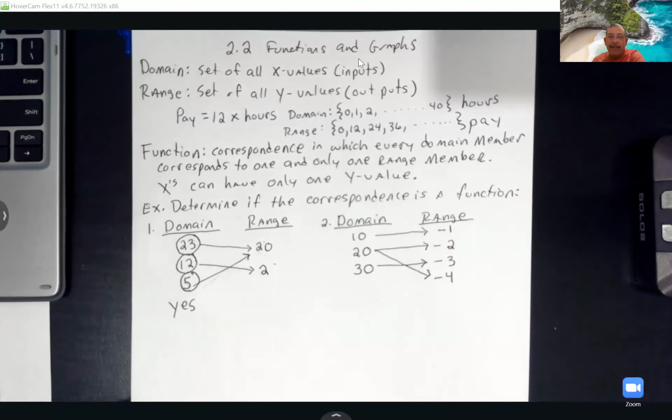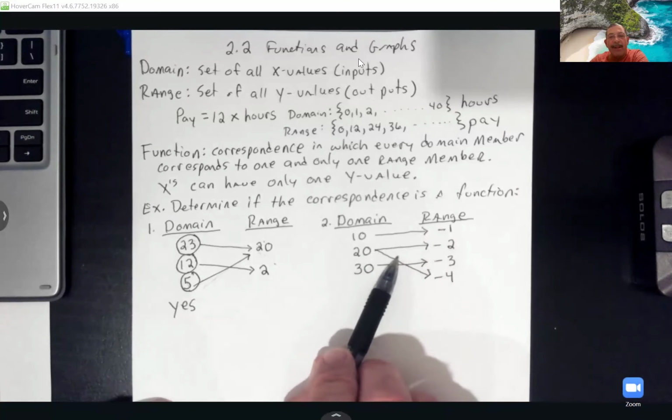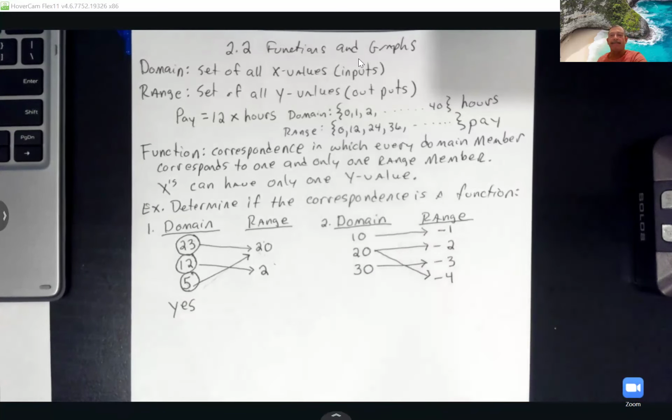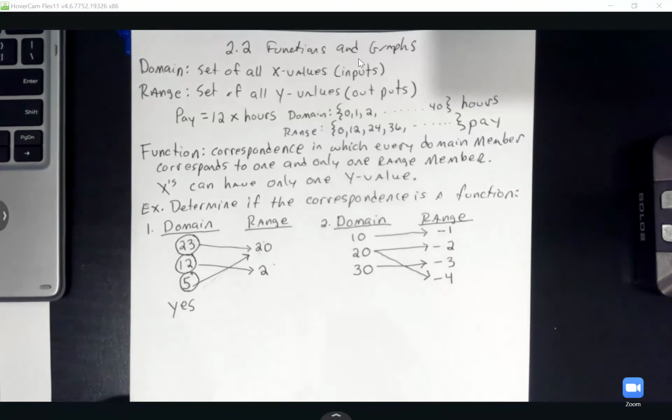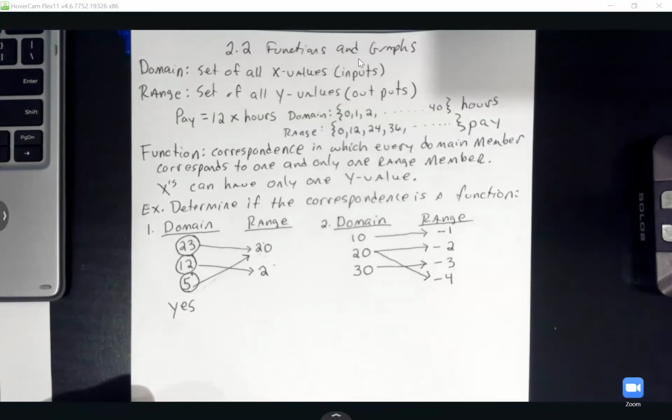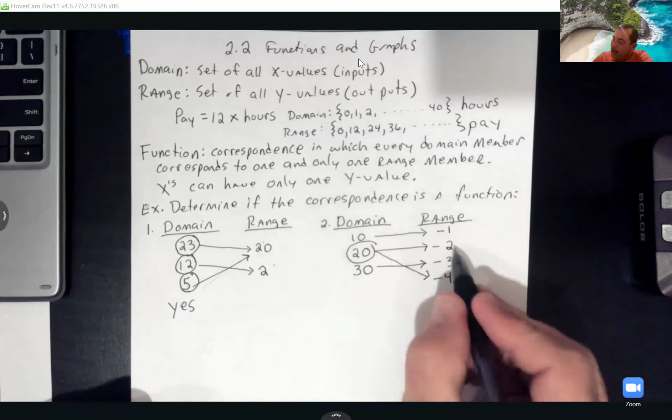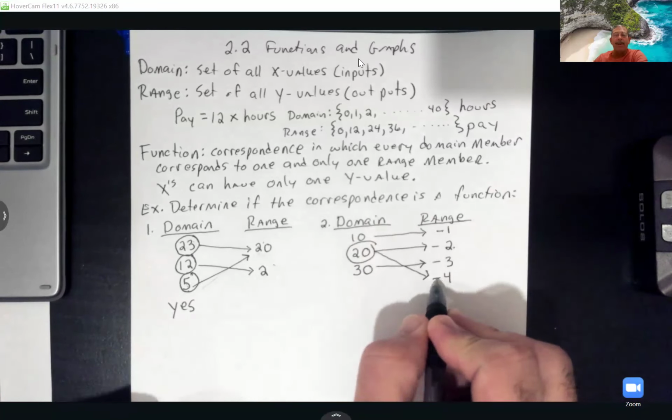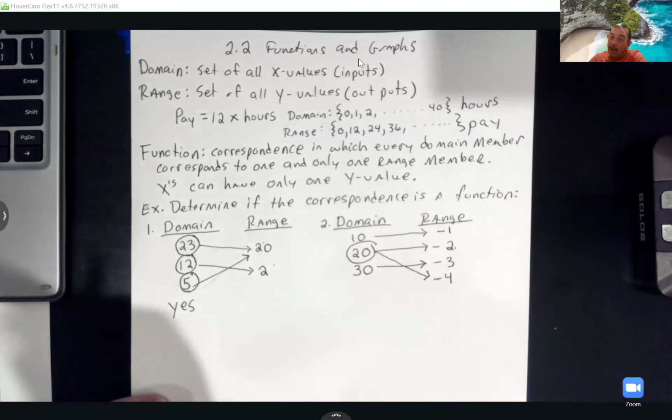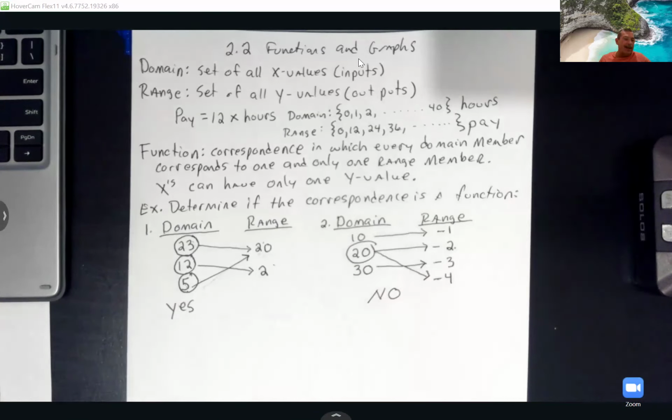So y'all, the question for y'all, is this correspondence a function? No. No, good job. And y'all, the reason this one's not a function is what? Because of the 20. So this 20, like y'all said, it's going to -2 and -4. So that's giving me more than one range for it. So good job. That is definitely a no.